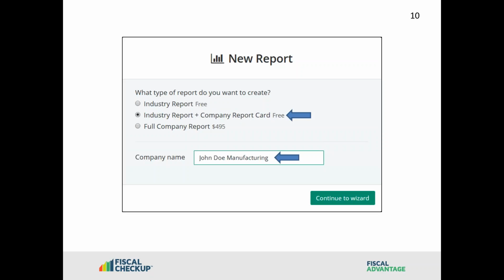Once you click on Continue to Wizard, you'll be asked to pick up to 5 NAICS codes and asked to input data for 7 accounts: AR, AP, inventory, revenue, cost of goods sold, operating expenses, and net profit. You will need data for at least 3 years to receive a meaningful report card. If you select the full company report, you will be asked for the name of the company, then clicking on Continue to Payment will take you through the payment process.